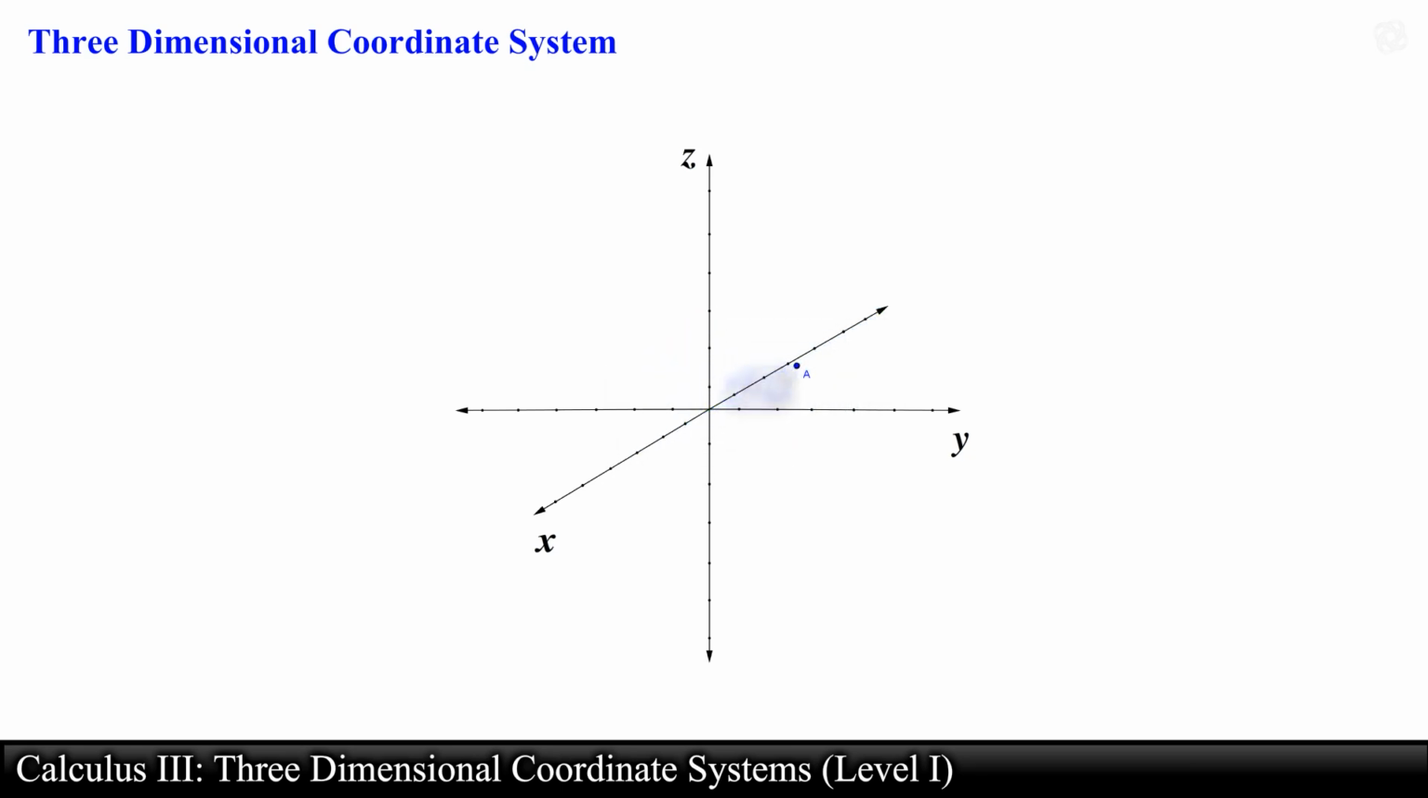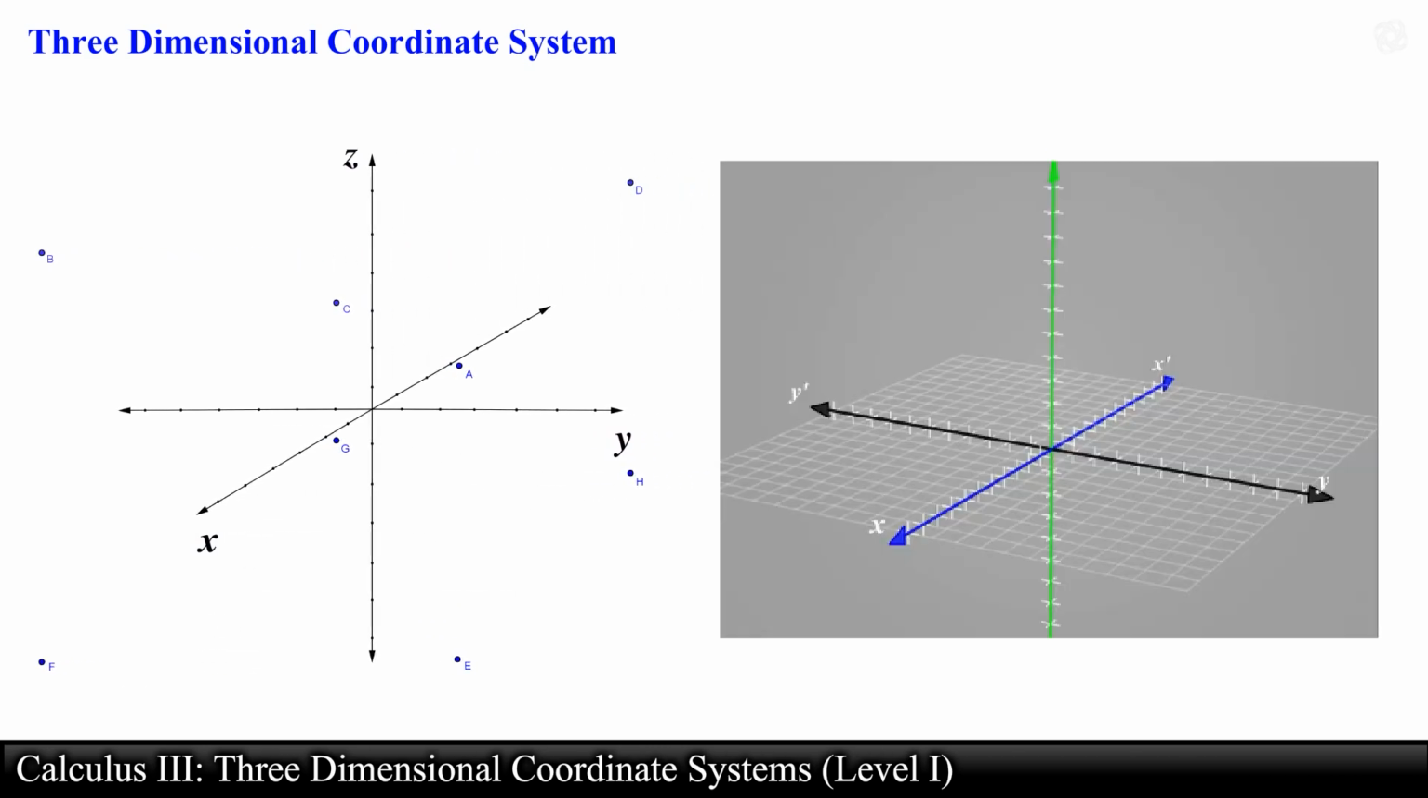In the same way, the following points will be plotted as follows. Point B will be located at 4, -6, 6. Point C will be located at -3, -3, 2. Point D will be located at -6, 3, 4. Point E will be located at 4, 5, -5. Point F will be located at 4, -6, -5. Point G will be located at -3, -3, -2. And point H will be located at -6, 3, -4. This is how the points will look on a sheet of paper.